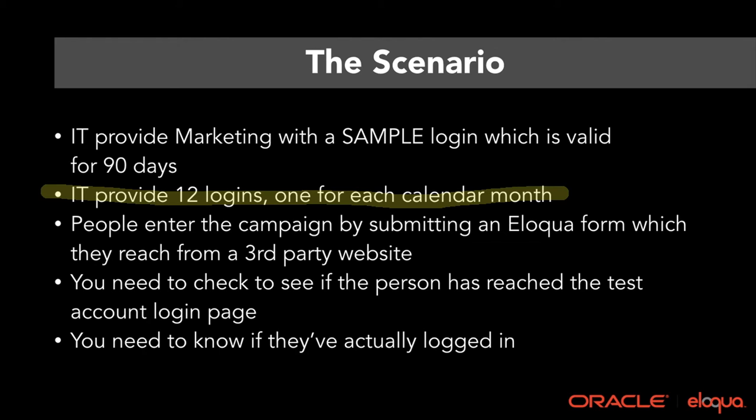So what we did is, instead of them having to create a separate canvas at the beginning of each month, we just created a single campaign canvas. And then we used the compare date function. As people fill in the form to gain access to this sample login, they drop into the campaign. And the first thing we ask them is, is it currently between the 1st of January and the 31st of January? If it's a yes, bang, they get the January email with the January login information. If it's a no, then they flow down to February. Then we ask the question, is it currently between the 1st and the 28th of February? If it's a yes, bang, they get that email. If it's a no, they continue down through the process.